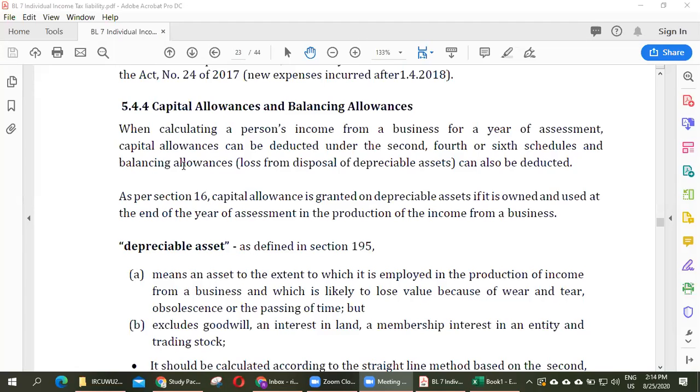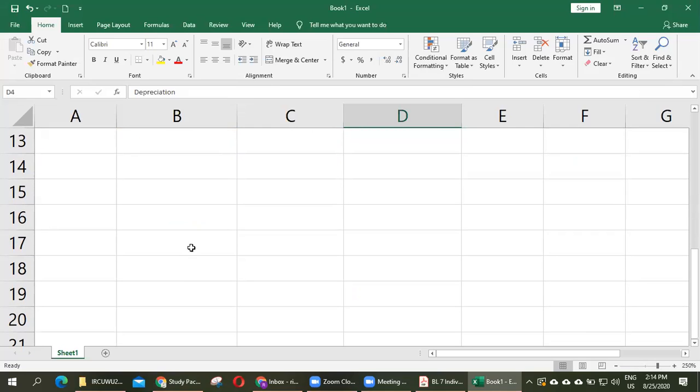But in the tax procedure, we also have to find out whether there is any profit on sale of assets. At that time we use capital allowance; we are not deducting depreciation. We deduct only capital allowance. In that case we use balancing allowance. It may confuse you, so I will explain.